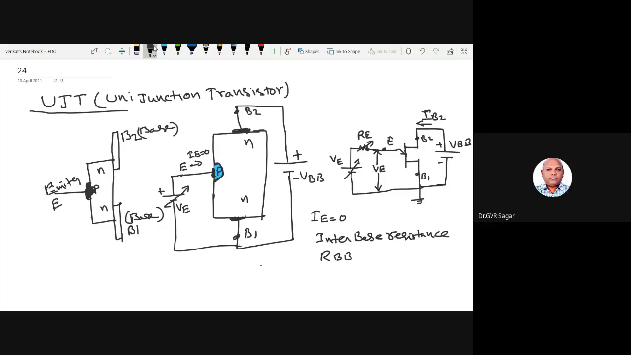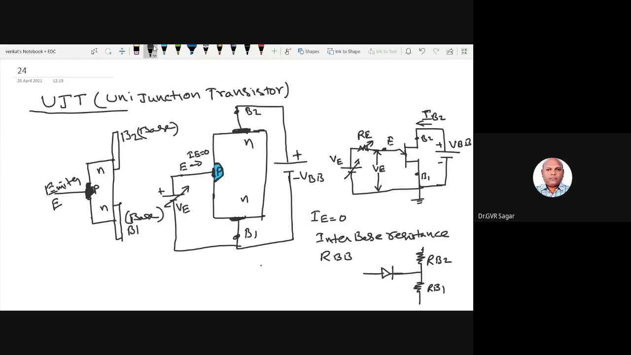When IE is equal to 0, there is an inter-base resistance. That inter-base resistance can be represented by two resistors here. This resistance is called RB2, and this resistance is called RB1, right? In between, a diode is connected.